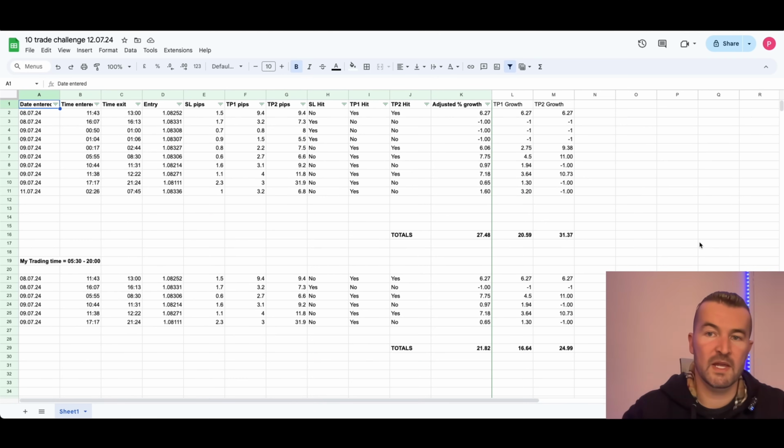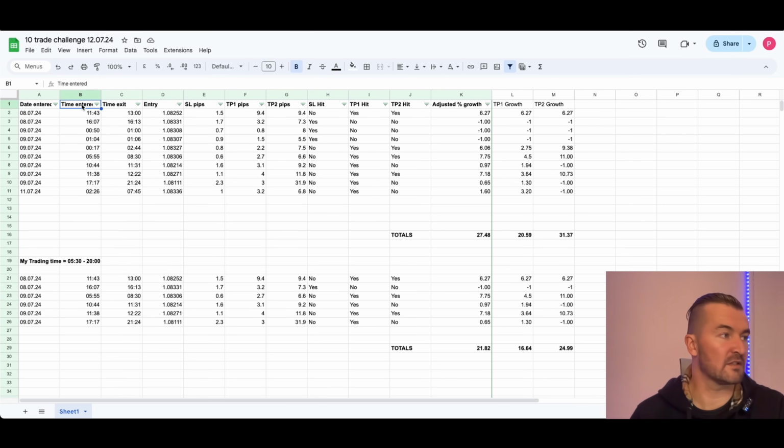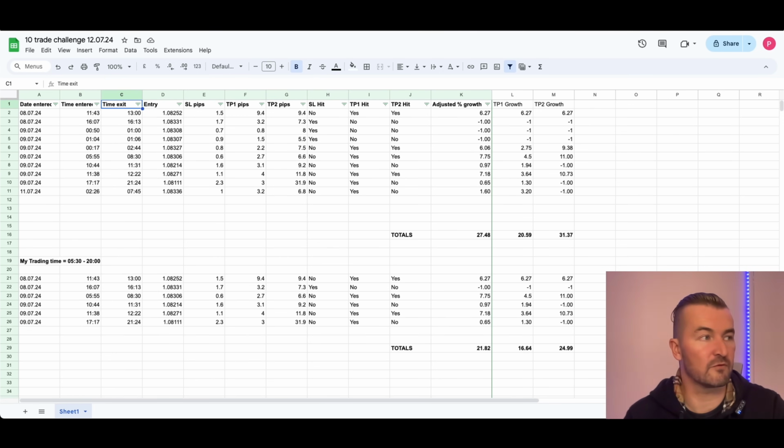So just to make a little bit of sense of this spreadsheet, I'm just going to go along the tabs on the top. We've got the date entered, so you can go back and check, and the time entered that you've got into the trade, and the time exit, so you can monitor how long you've actually been in the position for, the entry, the stop loss in pips, the take one in pips, the take two in pips, whether or not stop loss was hit, TP1 was hit, TP2 was hit, and the adjusted growth.